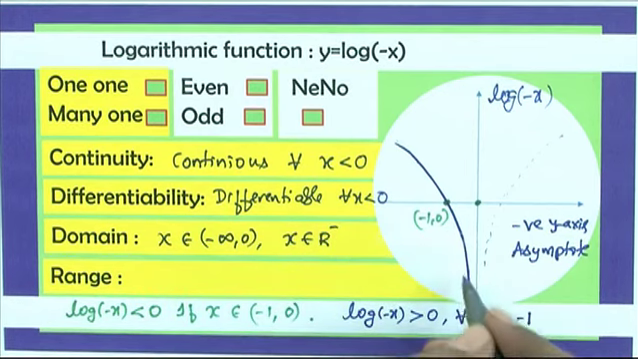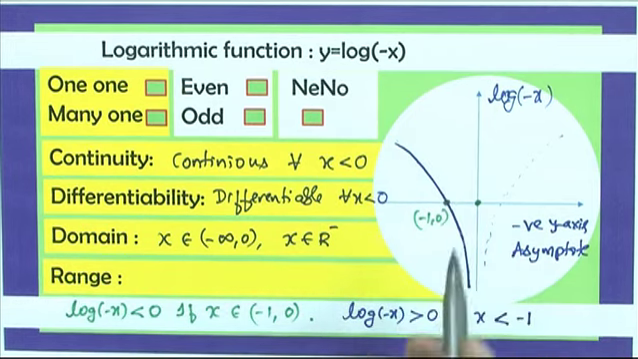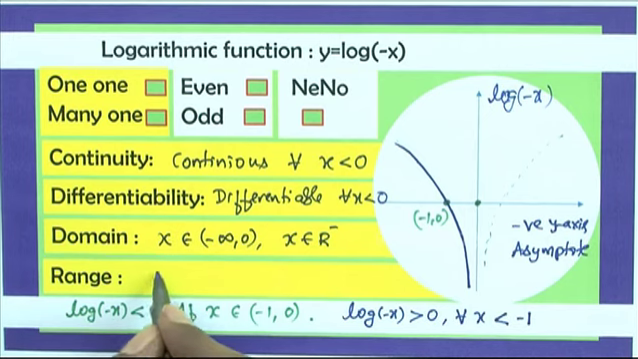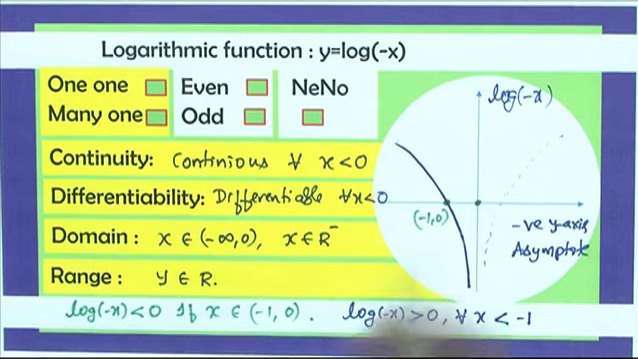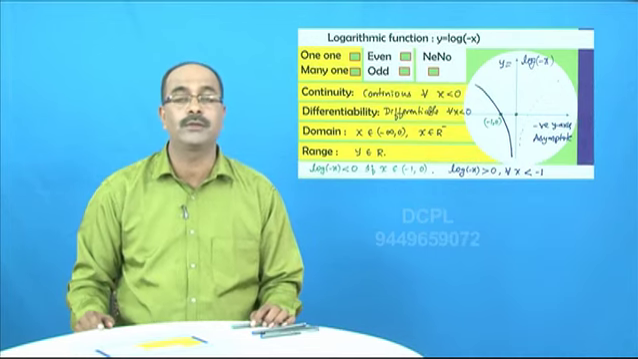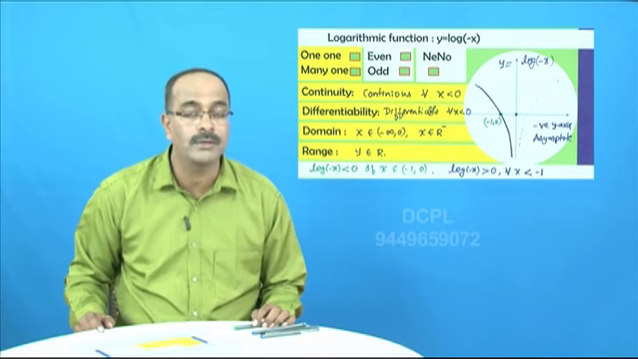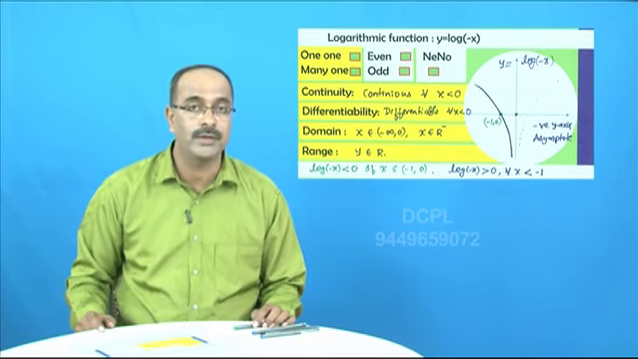And what about range? You can see vertically the graph is available everywhere. Even though the graph exists in only the second and third quadrant, range means y belongs to the set of real numbers. Right? So this is about y is equal to log of minus x. Y is equal to log of minus x is a special kind of function, dear students.